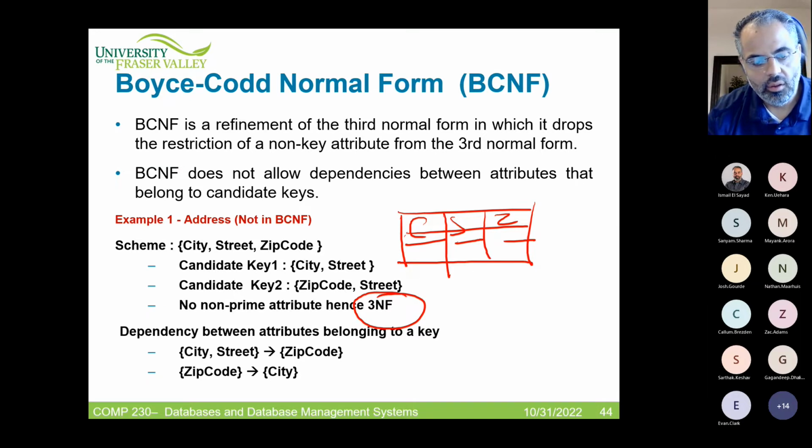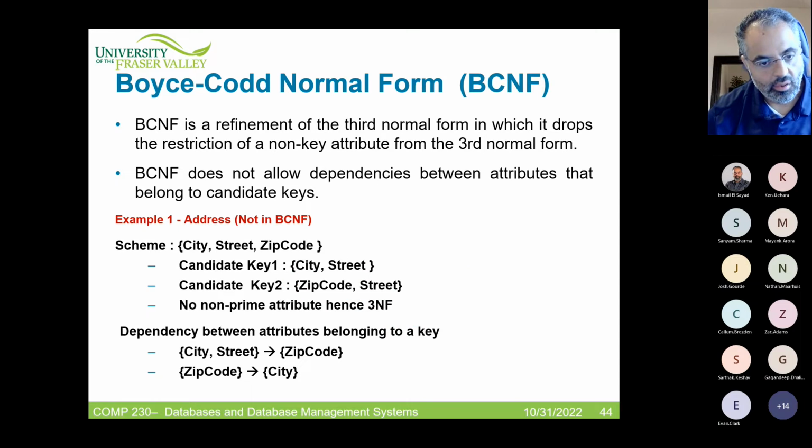Now about BCNF in this case, suppose we have a dependency where the key is city, street, and zip code, and also a dependency between zip code and city. So now we have a relationship between the candidate key attributes themselves. This violates BCNF. Again, it doesn't mean that it should be third normalization. We are not saying this. But this is a case where it is third normal form, but it is not BCNF. It doesn't mean that to be BCNF it should be third.